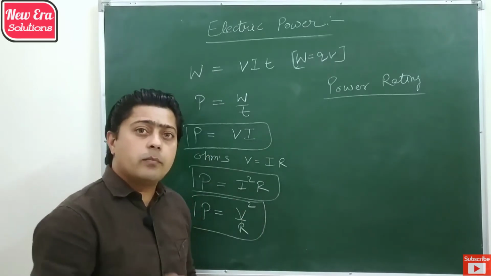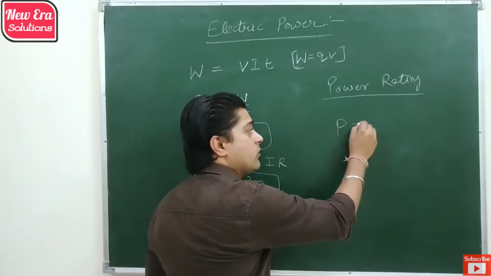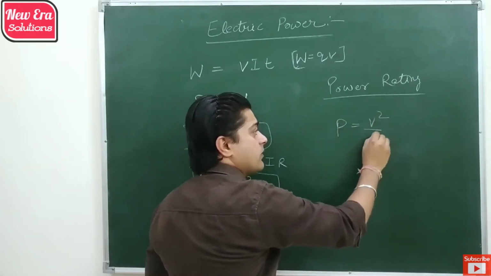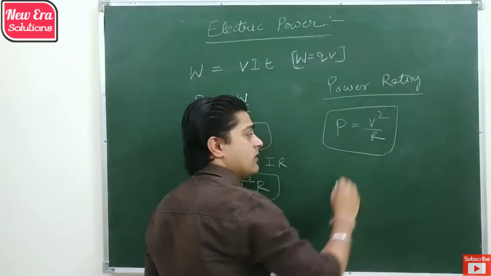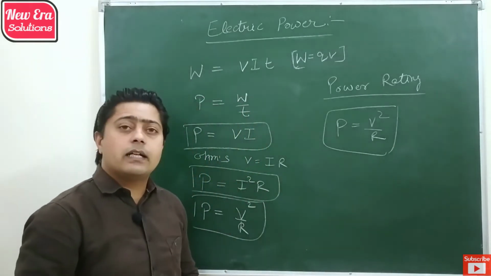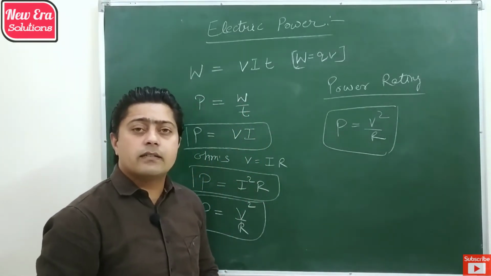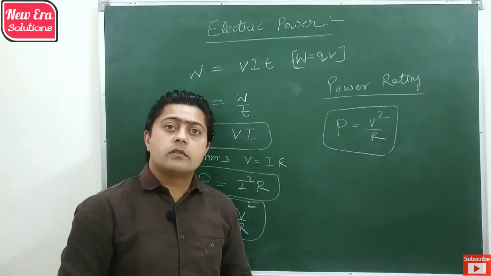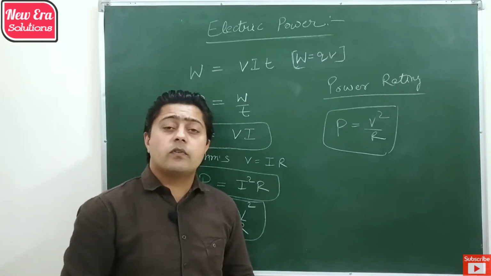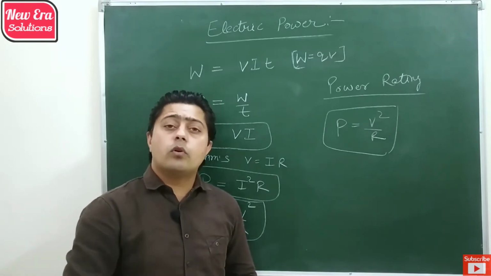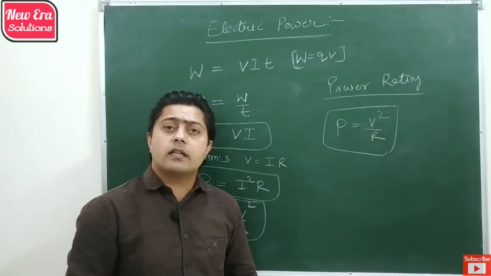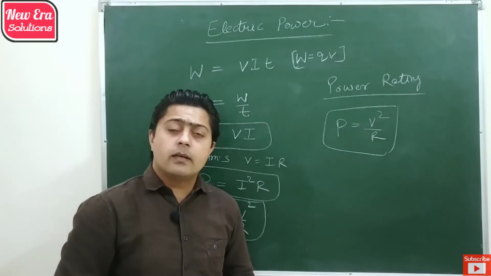So for a particular marked voltage, the power of a device is V square by R. So that is the formula which we used at a fixed voltage to find the exact power of the device. Now we can also find the power of a circuit which have more than one resistance which are connected in series or in parallel.